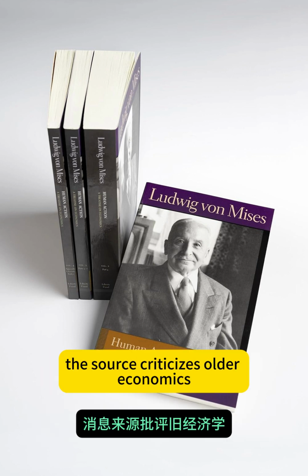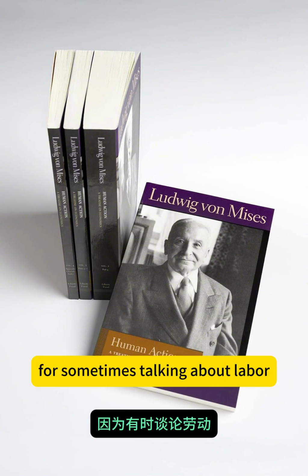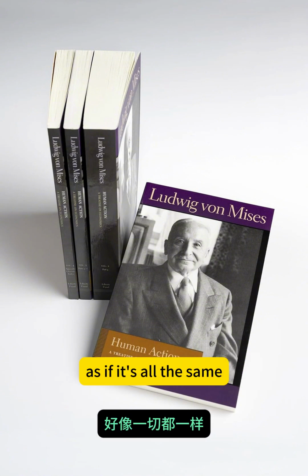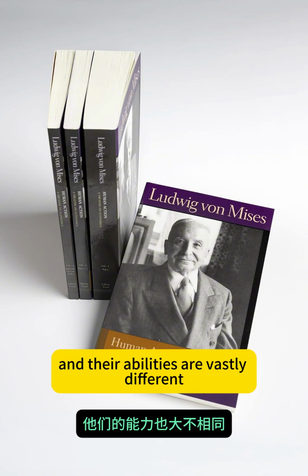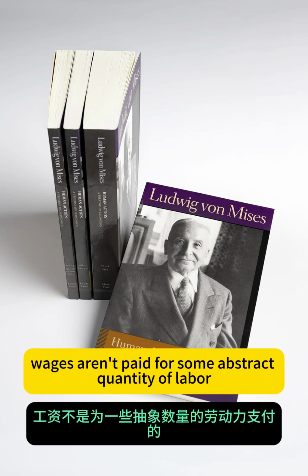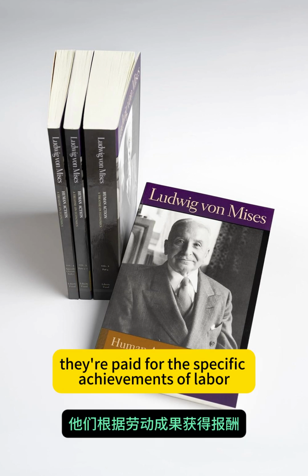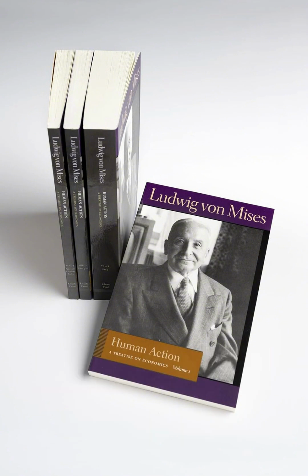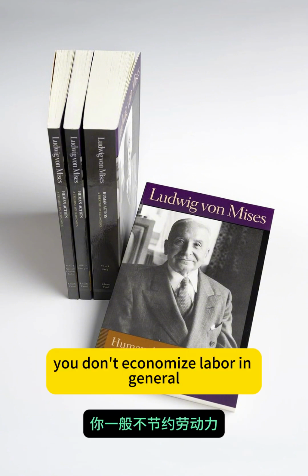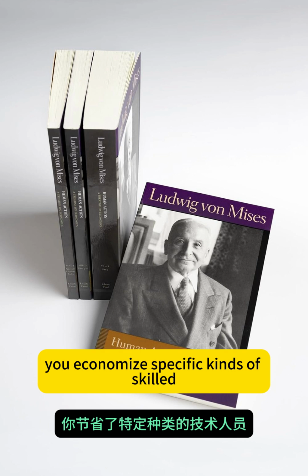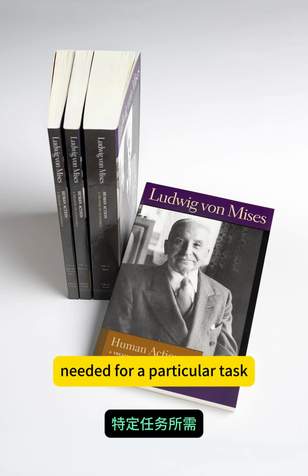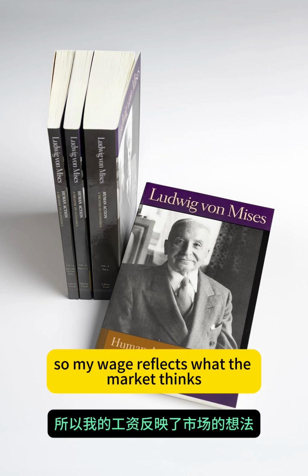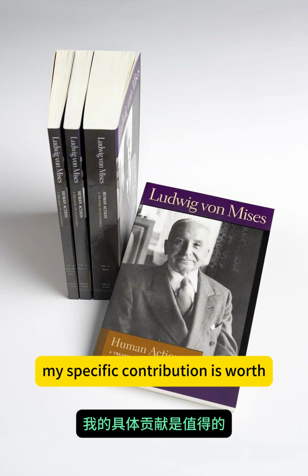Exactly. And here the source criticizes older economics for sometimes talking about labor as if it's all the same. It stresses that people and their abilities are vastly different. Wages aren't paid for some abstract quantity of labor. They're paid for the specific achievements of labor, which differ hugely in quality and quantity. You don't economize labor in general. You economize specific kinds of skilled or unskilled labor needed for a particular task. So my wage reflects what the market thinks my specific contribution is worth.